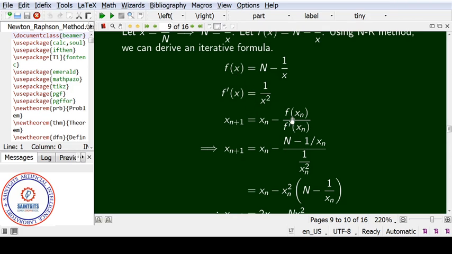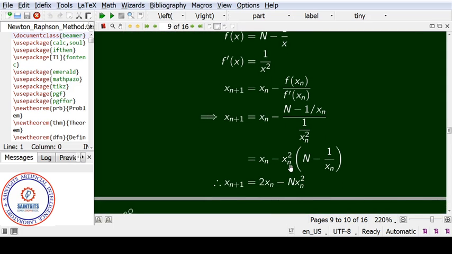And substitute f of xn and f dash of xn. I get xn plus 1 equal to xn minus (n minus 1 by xn) the whole divided by 1 by xn square. Here this is 1 by xn square, that is the reciprocal of 1 by xn square, so this xn square comes to the numerator. So xn minus xn square into (n minus 1 by xn). Distribute this xn square into this bracket: xn square into n gives n xn square, minus xn square into minus 1 by xn gives plus xn. That plus xn plus this xn is 2xn. So 2xn minus n xn square. So this is the required iterative formula to find the reciprocal of n using the Newton-Raphson method.